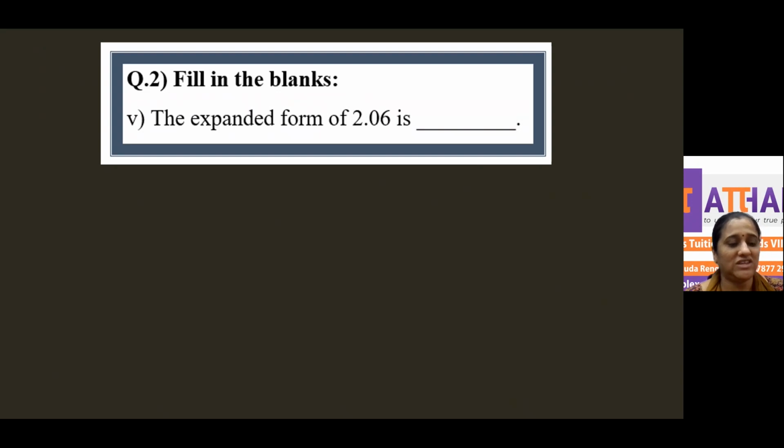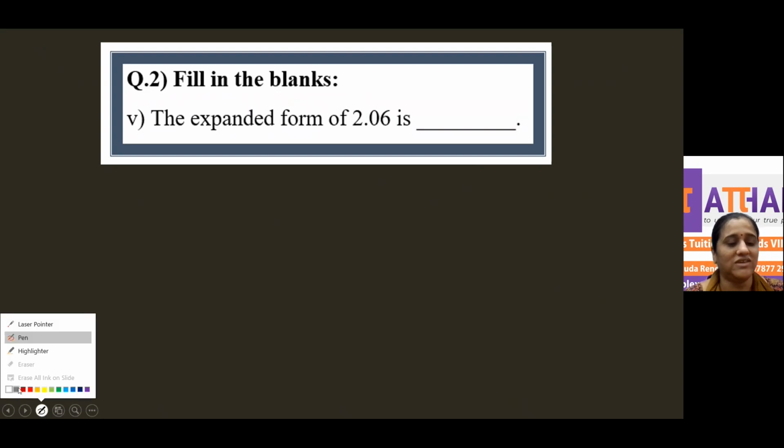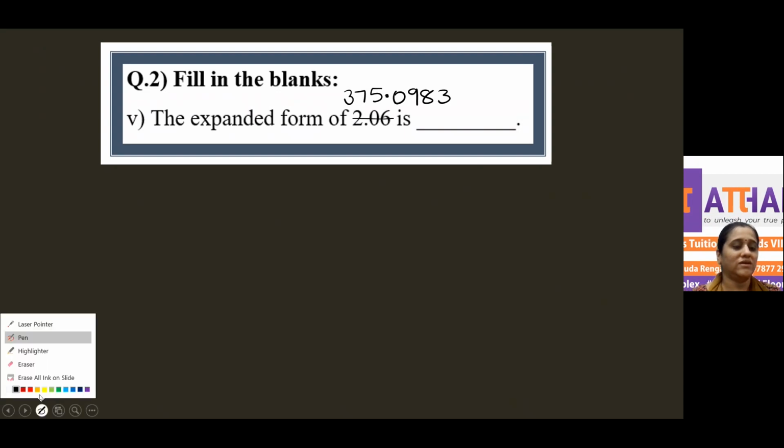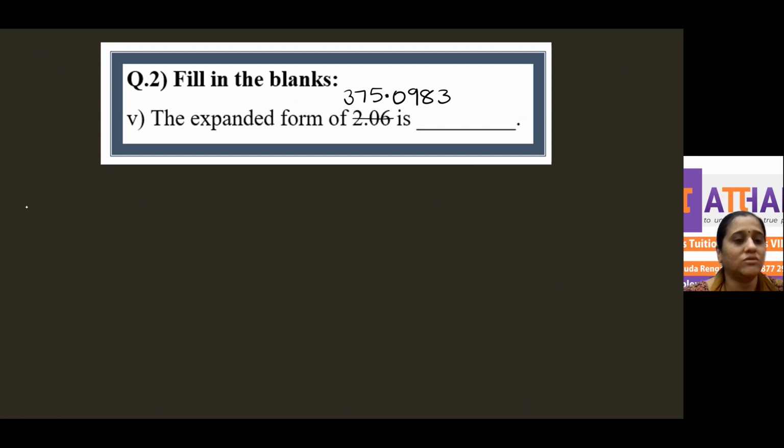Okay. Now I'll just change the number. This is very small. So I'll just give you a different number. Let me say 375.0983. Okay, so how do we write this? Hundreds, so not 300s. Okay. 375.0983 is equal to.